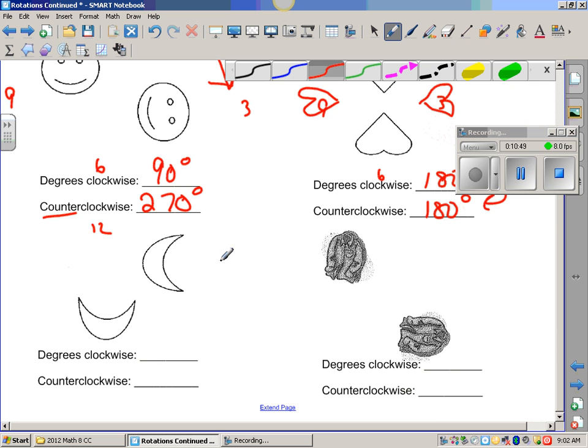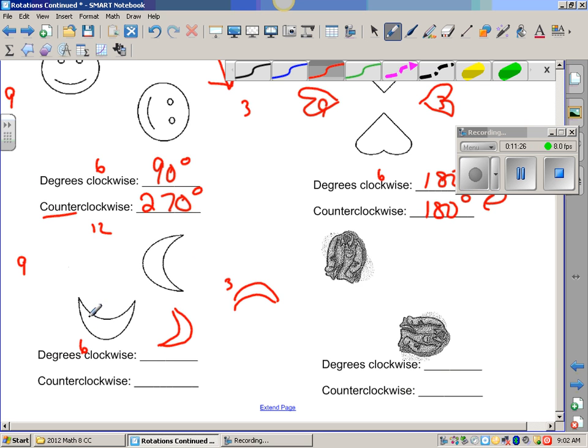This one here, we got 12, 3, 6, and 9. If I'm traveling clockwise, well, let's see. If I went 90 degrees, I would end up with a circle that was kind of facing down. The moon would be down here, and the arch would be up there, so it's not 90. 180 would kind of look like that. So there's your 90.